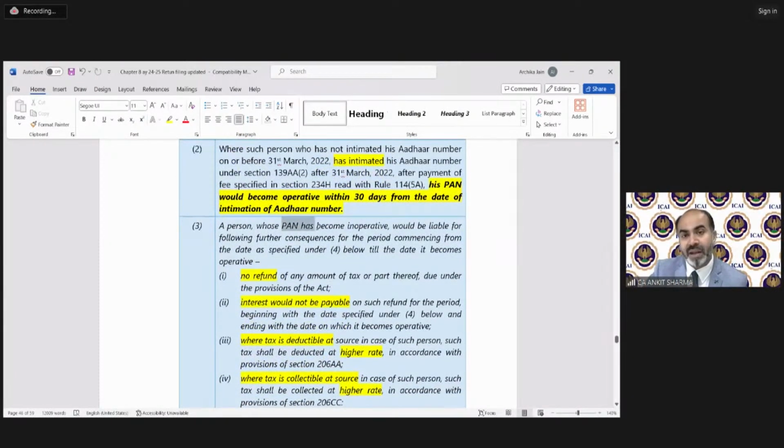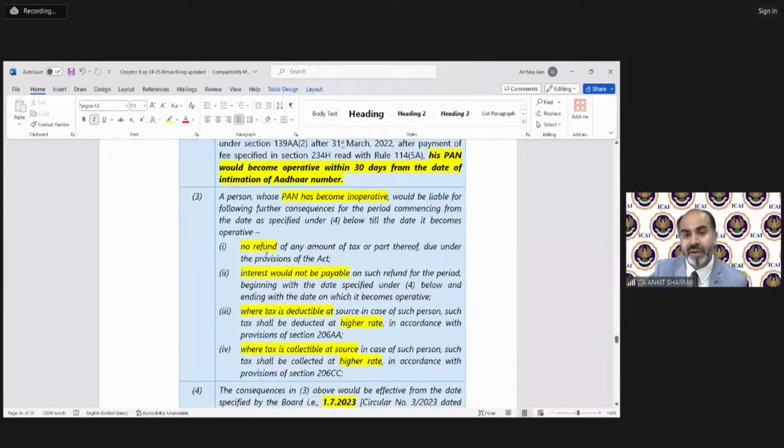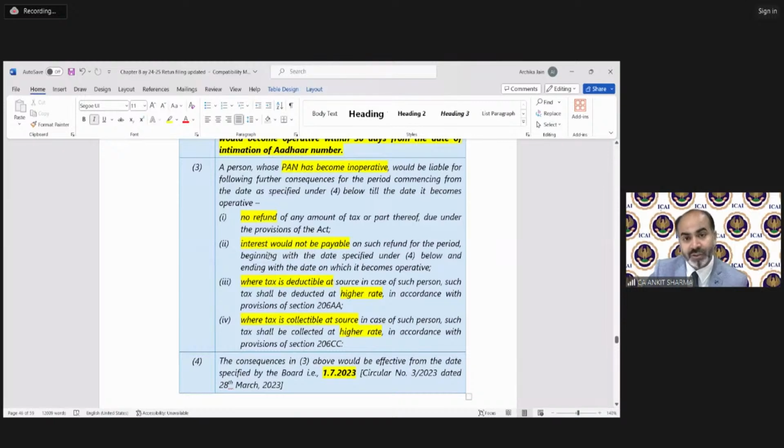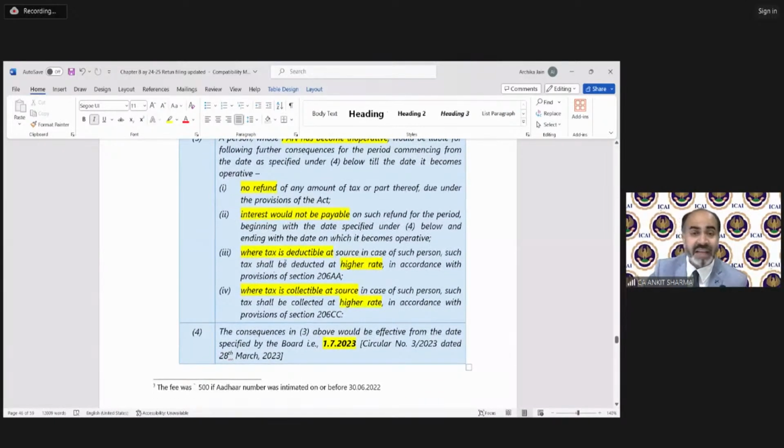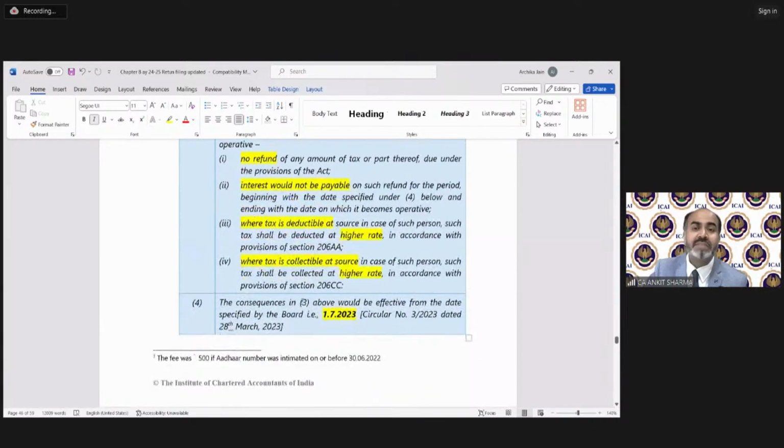If you do not have a PAN number or if you have not linked your Aadhaar with your PAN number, in that scenario you cannot ask for any refund. You cannot ask for interest on your refund. Your TDS will be deducted at a higher rate. Your TCS will be deducted at a higher rate. So this is the date, not 31st of July, that is 1st July.